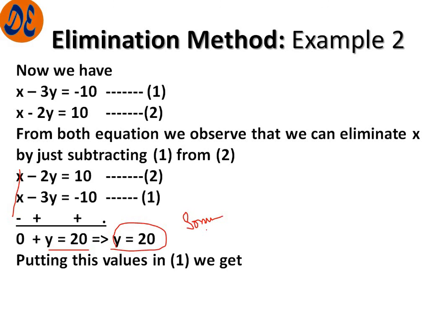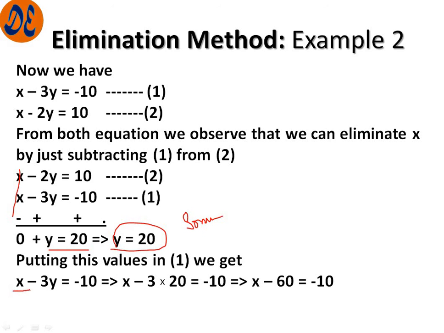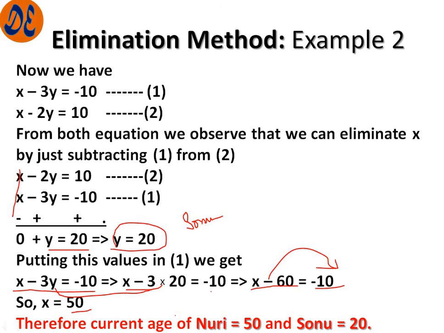Now substituting the value in equation 1, we get x minus 3y is equal to minus 10. So x minus 3 into 20, because the age of Sonu is 20, so the value of y will be substituted as 20. So we get x minus 60 is equal to minus 10, and further, minus 60 will be sent to this side and become plus 60. So plus 60 minus 10 becomes 50. So we have got the current age of Nuri as 50 and the current age of Sonu as 20.